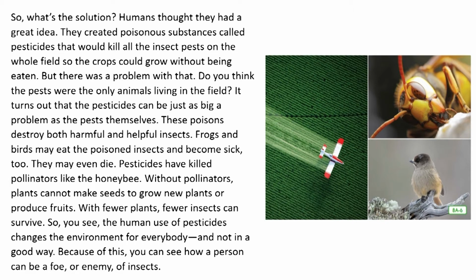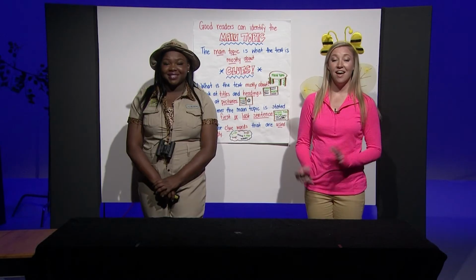Frogs and birds may eat the poisoned insects and become sick. They may even die. Pesticides have killed pollinators like honeybees. Fun fact, pollinators are insects that carry pollen from one plant to another to enable plants to grow and produce flowers or fruit.